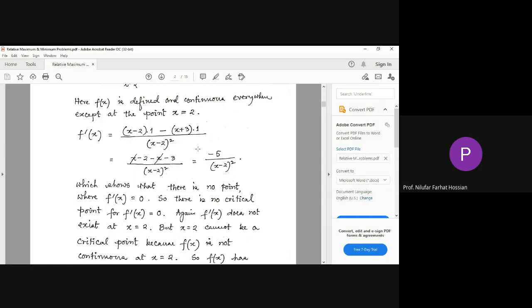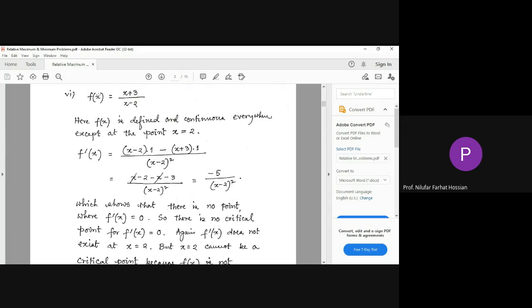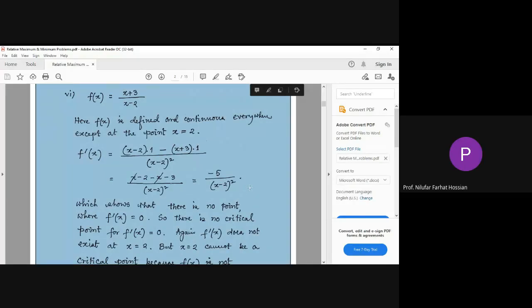So what is happening here? For a maximum or minimum, relative maximum or minimum of this function f(x), either f prime x equal to 0 or f prime x is undefined. Now let us check whether f prime x becomes 0 for any value of x. Please tell me, is there any point? No. Because the upper part is simply a constant. It is minus 5. So there is no possibility for f prime x to be equal to 0. So we are not getting any critical point when f prime x becomes 0, because f prime x is never equal to 0.